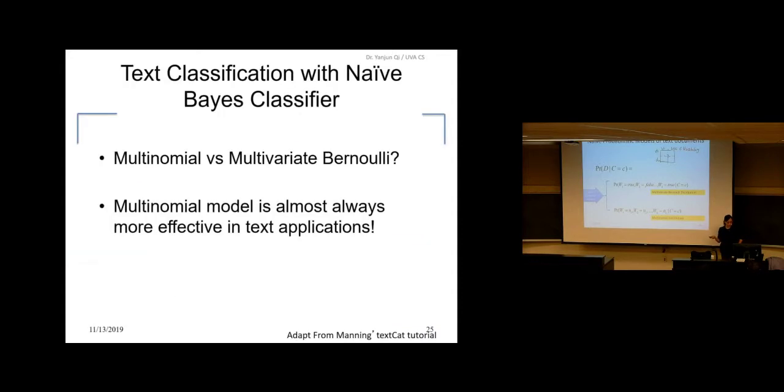Okay, so then what is this? I'm going to talk about what they are after a few slides. First, let's compare multinomial versus multivariate Bernoulli. Based on the period from 1997 until 2005, there are a lot of papers that compare these. The multinomial model is almost always more effective in text applications.